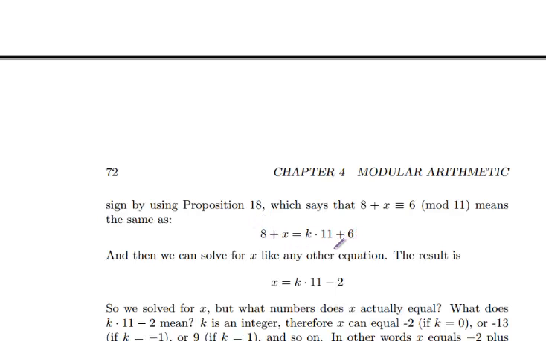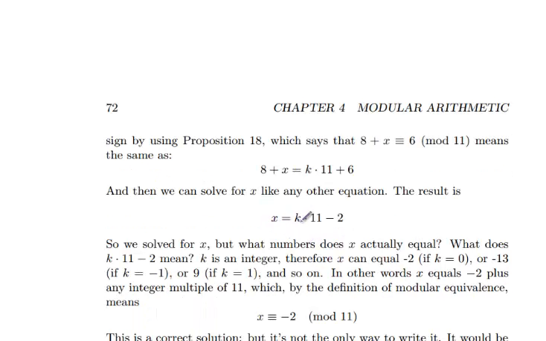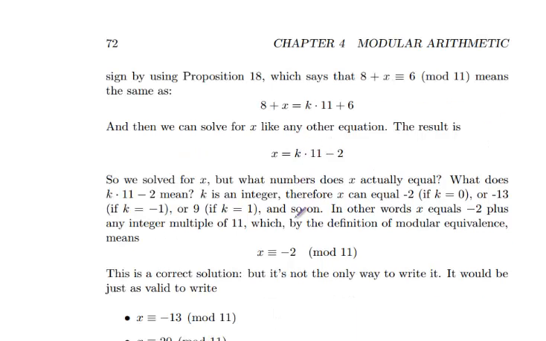Right? So we can solve this like any other equation. We get x in terms of k. Now k can be any integer. So what does this mean? This means that x is minus 2 plus any multiple of 11. And that's just the same thing as saying this equation here: x is congruent to minus 2 mod 11.